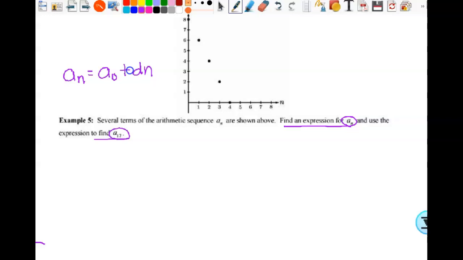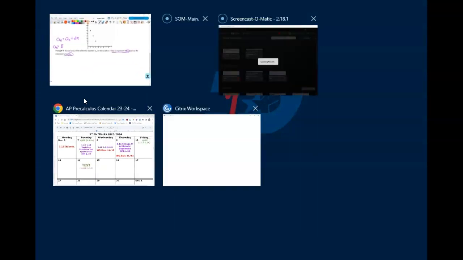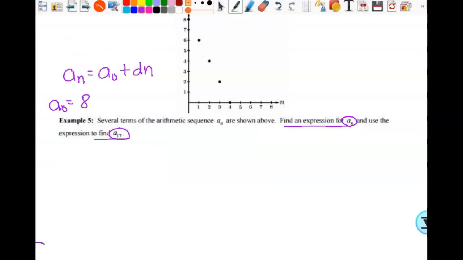So I can write my equation very easily once I figure out what the common difference is, right? Because I have a sub 0. I know that a sub 0 equals what? 8. And then I need the common difference. What is my common difference? It is the slope, basically, yes. -2. So -2 or +2?